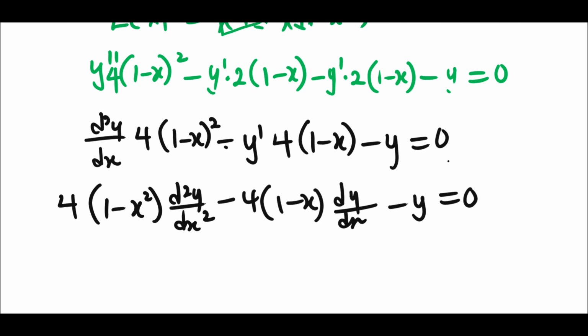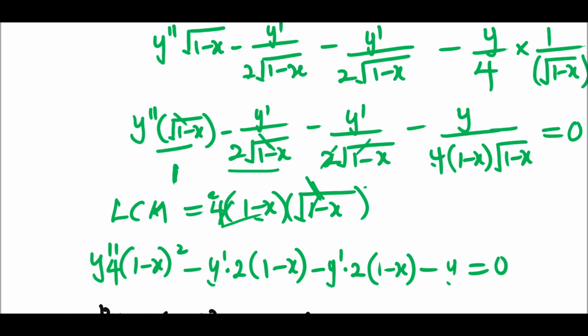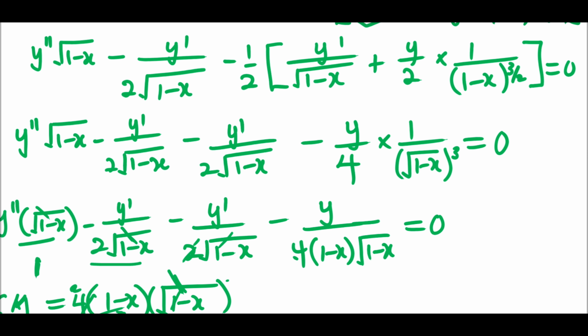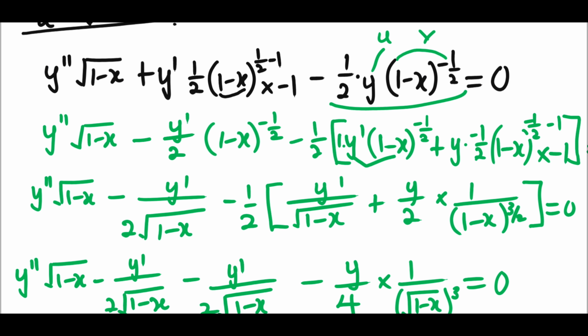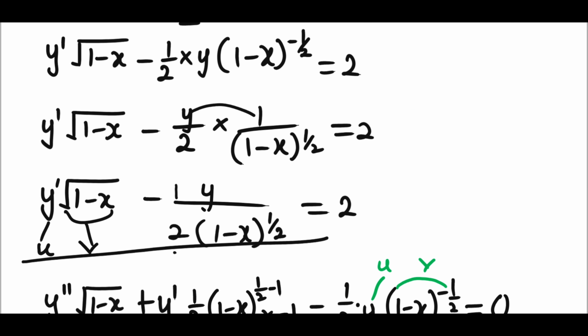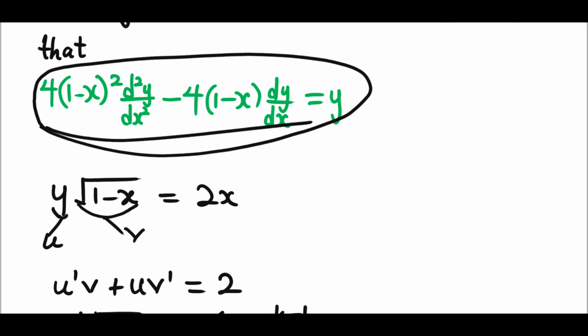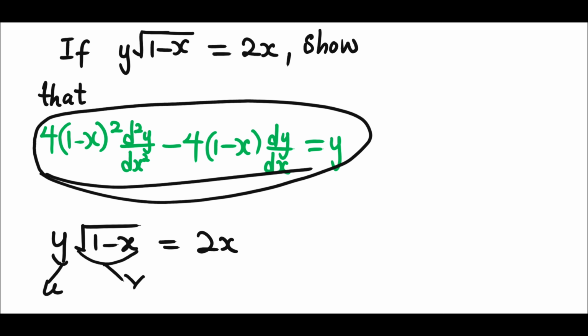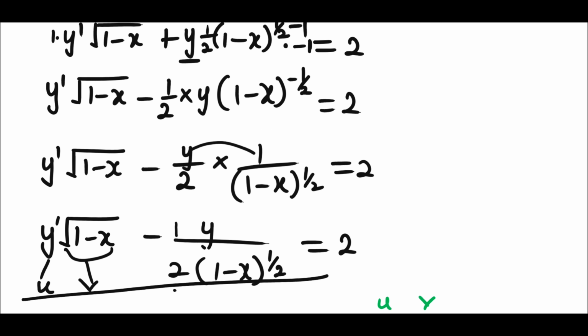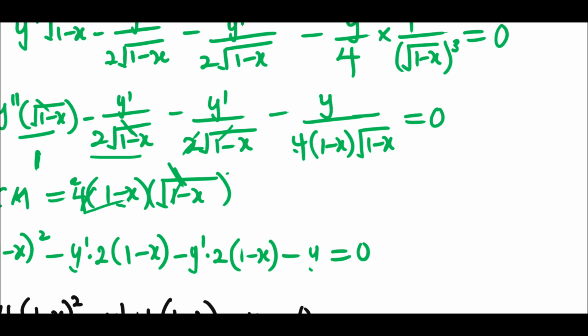So let us go through it again, because you don't see the first one. So I think this one, everything is showing well. So we're given the function y multiplying the square root of 1 minus x equal to 2x, and we have to show that 4 multiplying 1 minus x in bracket squared the 2y dx squared minus 4 multiplying 1 minus x in bracket dy dx is equal to y. Alright, so let us go through it and see if we have done the right thing.